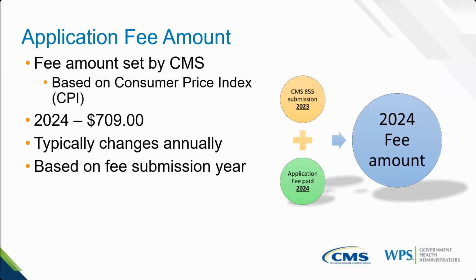So the fee amount is something that is set by CMS, and they are leveraging the Consumer Price Index on an annual basis to set that fee. For 2024, the fee is currently $709, and that is something that does typically change annually, usually about mid-October, beginning of November. Certainly by the beginning of November, CMS is starting to roll out and release what that fee is going to be for the upcoming year. So you will have notice of what that's going to be. It won't be just a surprise. That is posted on their website. And I'm going to go out to that real quick.